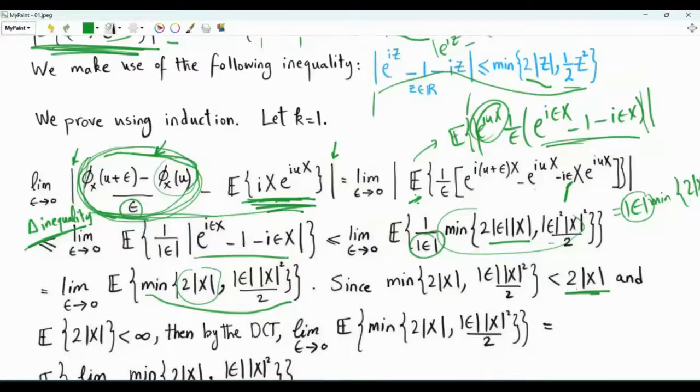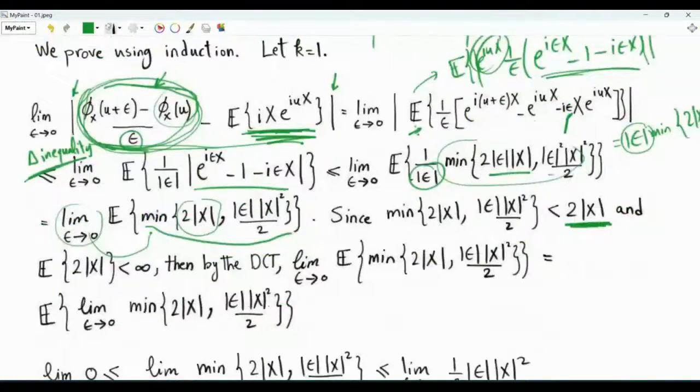The expectation of the upper bound is a finite number because it is assumed that x has a finite first moment. So what we have inside the expectation in magnitude can be upper bounded by a quantity 2 times the magnitude of x, and the expectation of the upper bound is a finite number. So by the dominated convergence theorem, we are allowed to interchange limit and expectation. We can take the limit inside. This limit of the expectation is the expectation of the limit.